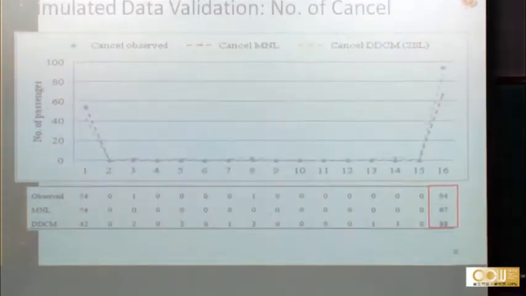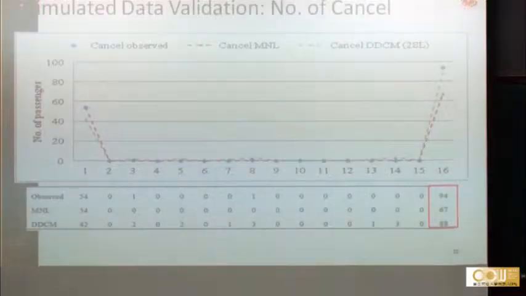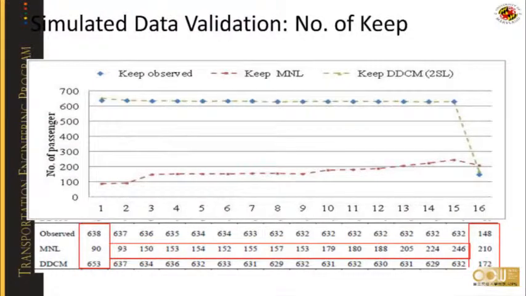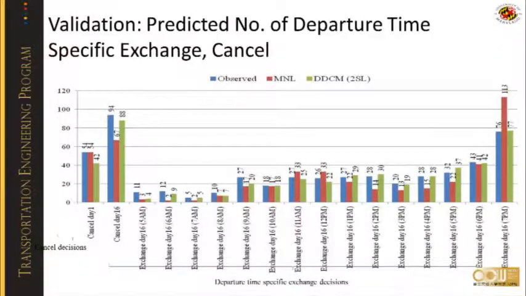So this is exchange, this is cancel. Both dynamic and multinomial logit do almost the same. And this is keep, in which, again, the multinomial logit doesn't do very well, because it underpredicts the keep alternatives. So this is about exchanging.